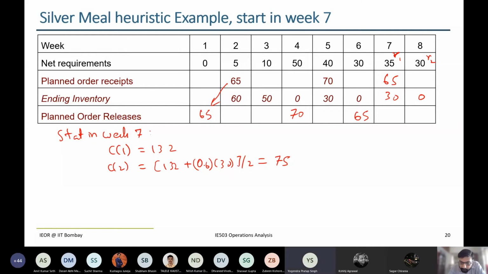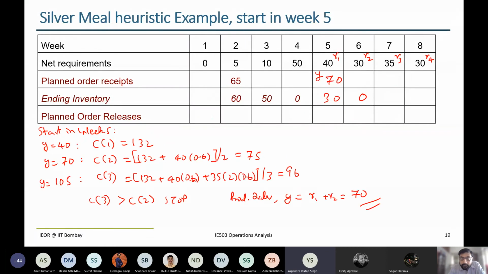Yes, correct. But what if we order more when we were ordering in week 5 instead of ordering again at week 7? No, but even in that case, this stopping condition will be met. 75, then it becomes 96. Because of that, we can't do it. Yes, that's correct. But if 132 is more than the total cost of all the 3 weeks... No, so this is a forward-looking heuristic.